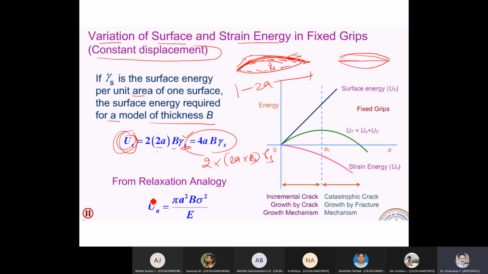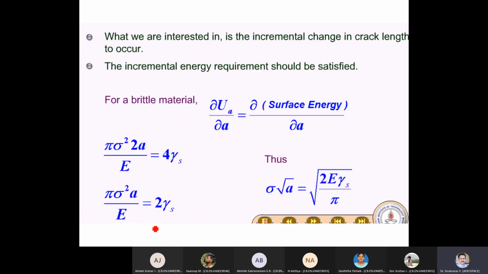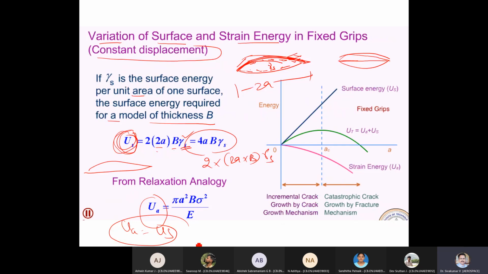From the relaxation analogy, we got UA. From this calculation, we got US. How is the US coming? Because you are making the crack. According to Griffith, UA is equal to US. Griffith said that.